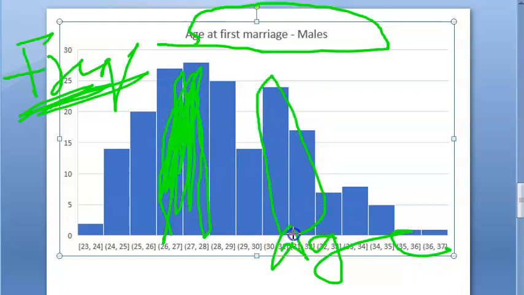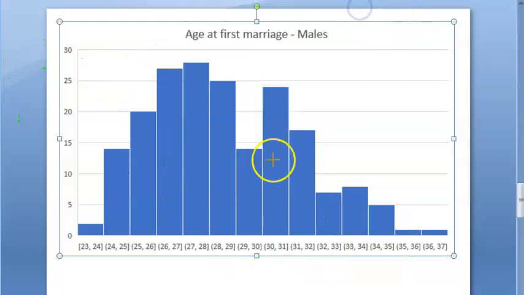Then after that, they're getting married only at 30, 31, like that. So did you understand? This is the frequency. What is there here? It is frequency. It's the number of people. Okay, so you should understand this. Very important in histogram.